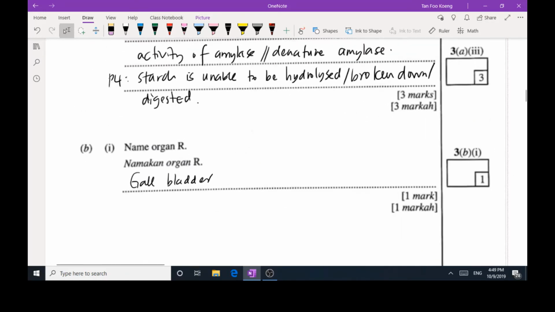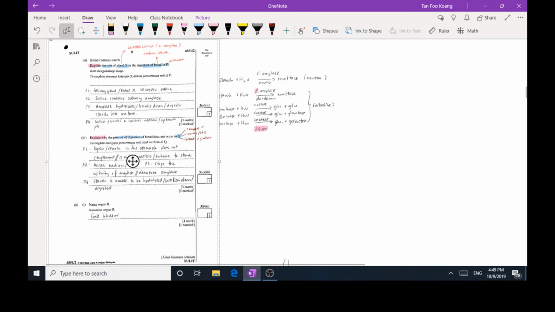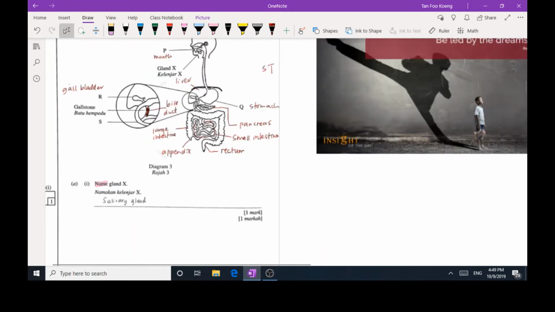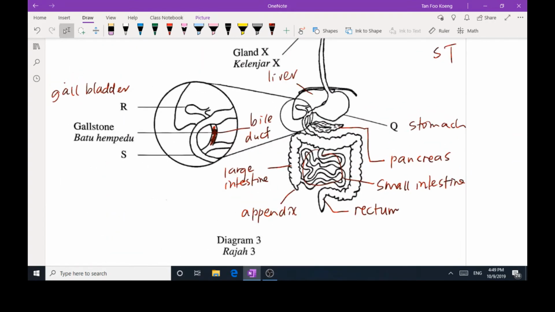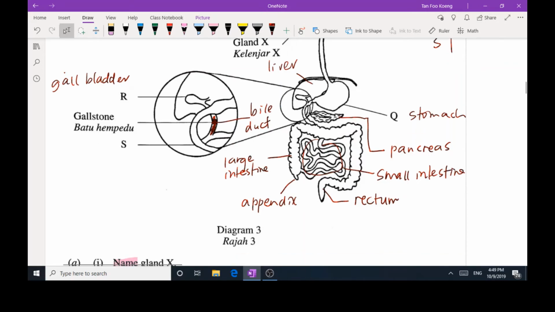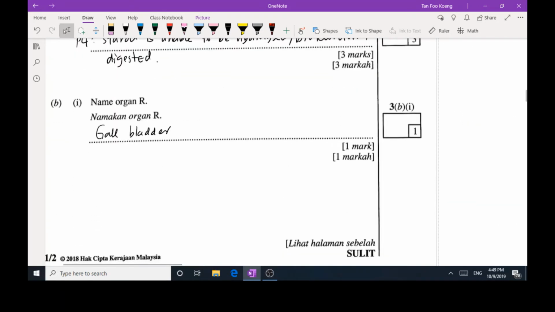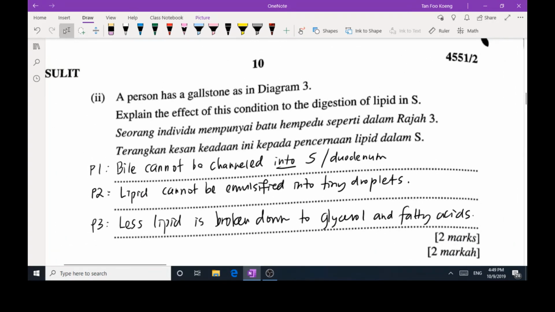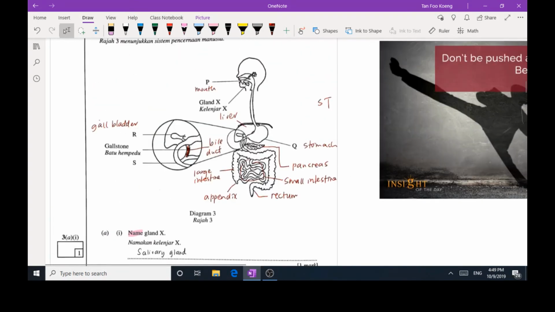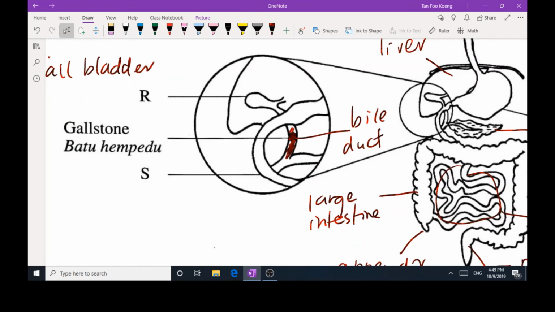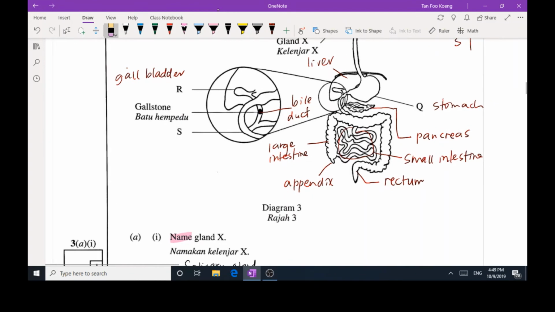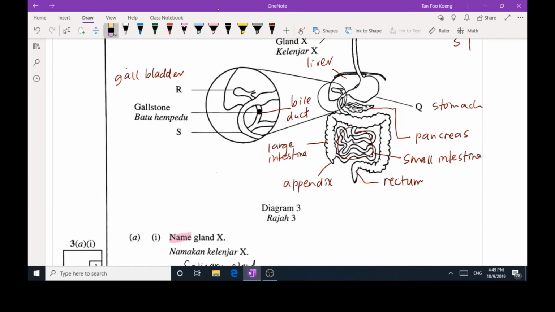Okay, now we are at B1. Name organ R. What is organ R? As we can see here, it is a sac in the liver. So R is the gallbladder. Then number 2, a person has a gallstone, as in diagram 3. Let's look at diagram 3 again. As you can see here, this part is a gallstone. The gallstone actually blocks the bile duct. As a result, the bile cannot be secreted into the duodenum.